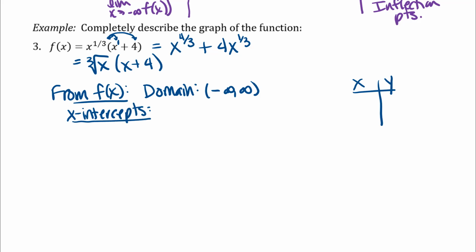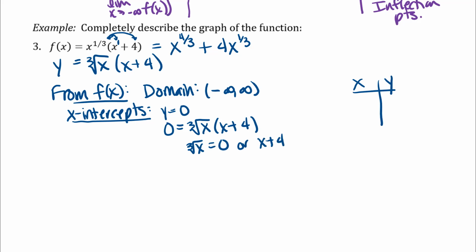X-intercepts occur on the x-axis, so the y-coordinate is 0. And so I'm going to put in y equals 0 and solve for x. So there's not a y here, but we know f of x equals y. So I'll have 0 equals cube root of x times x plus 4. I'm using that factored form because then it's a little bit easier. If I've got that equal to 0, I can then just set each factor equal to 0. And so when I solve this first one, cube both sides of this equation, I get x equals 0. And then here when I subtract 4, I get x equals negative 4. So I have two x-intercepts. I'm going to go ahead and put them in my xy chart over here.